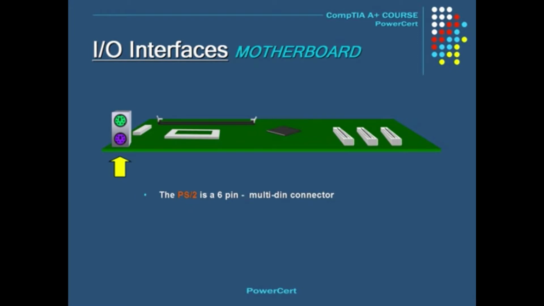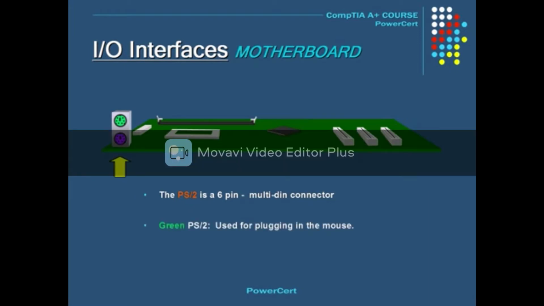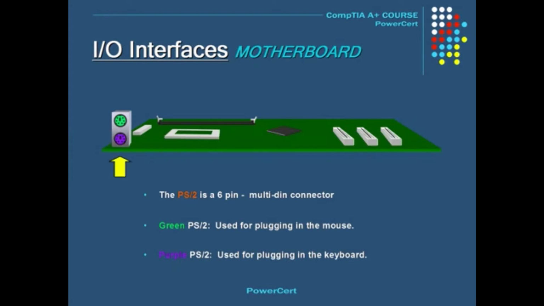One connector is for plugging in the mouse. This is the green PS2 slot. And the other is for plugging in the keyboard, which is the purple slot. But PS2 connectors are an older technology and are slowly being phased out in favor of the USB port.